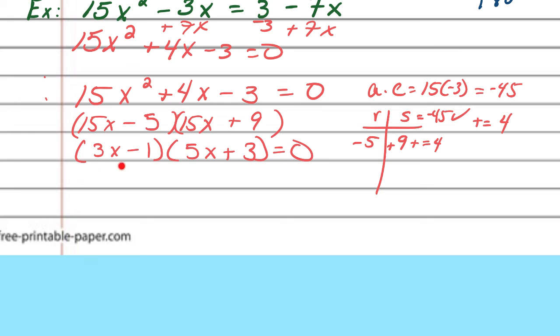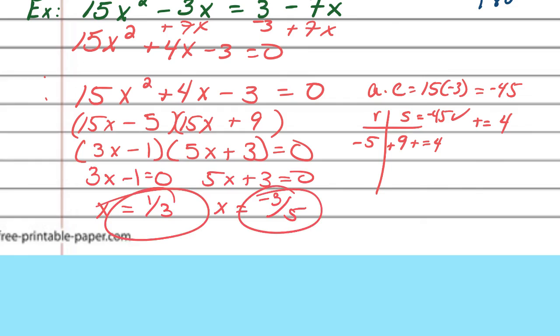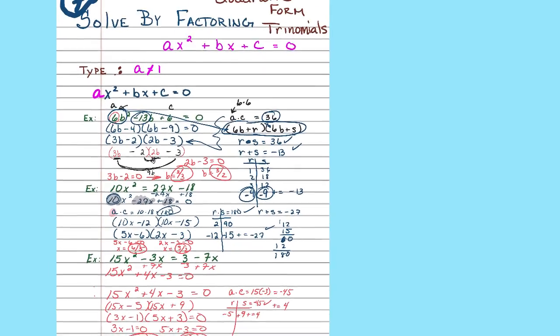Check it. 3x times 5x is 15x squared. Negative 1 times 3 is negative 3. Outside 9, inside minus 5. 9 minus 5 is 4. There's my factorization. Set them equal to 0 and solve them. Add 1, divide by 3. Subtract 3, divide by 5. And we get 2 answers.